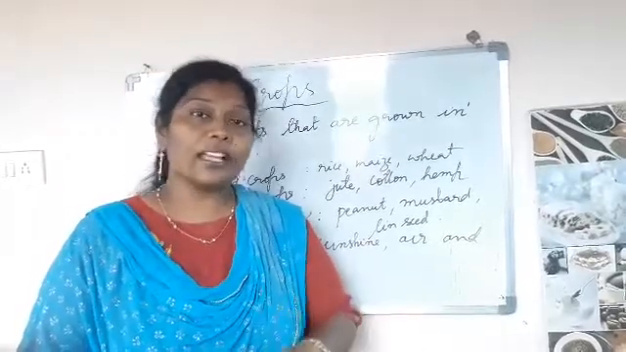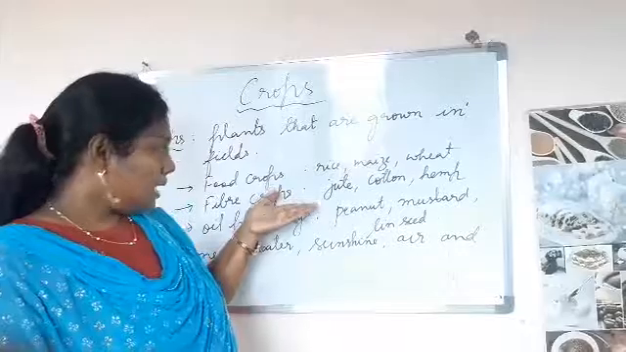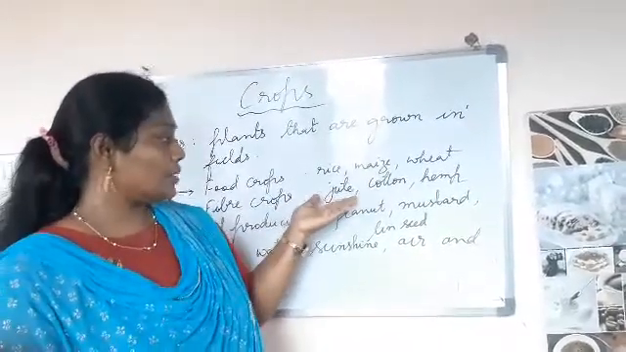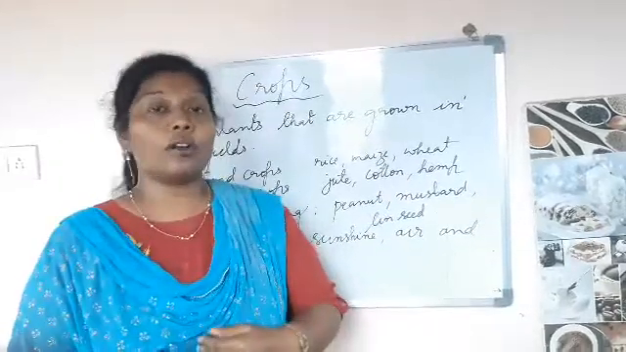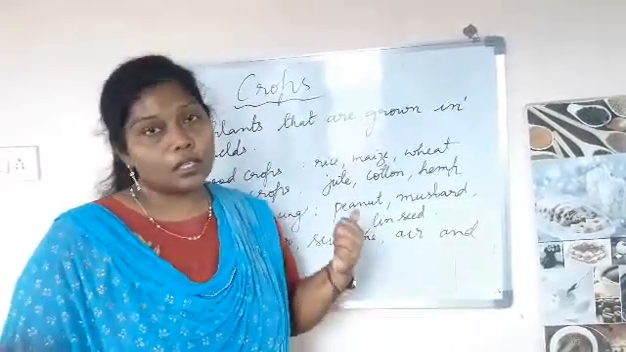Okay, silk we are getting directly from the silkworm. Okay children, but the major role is played by the fiber crops, that is jute, cotton and hemp. So if you want to wear clothes or if you want to get the cotton or the jute, we have to depend upon the crops.